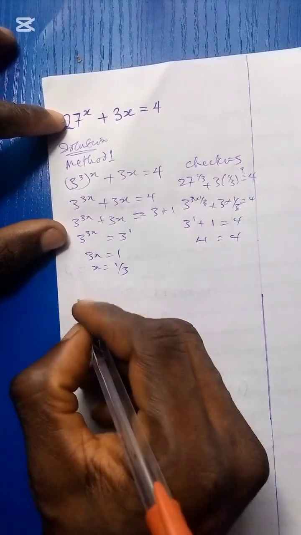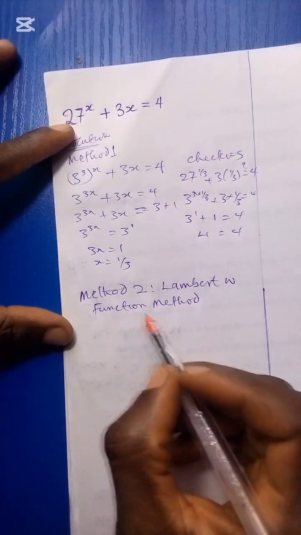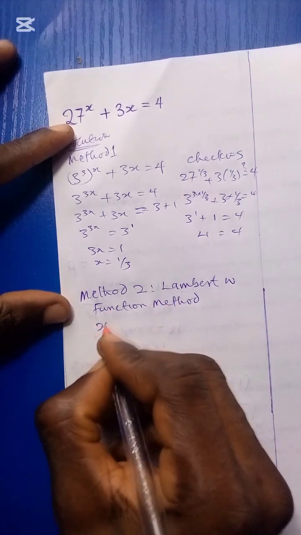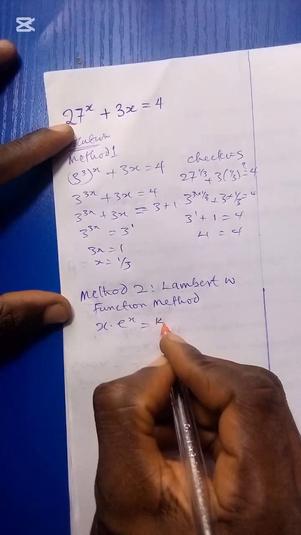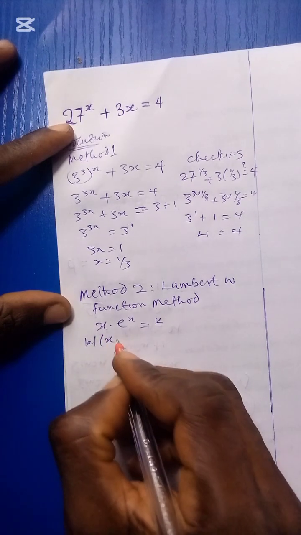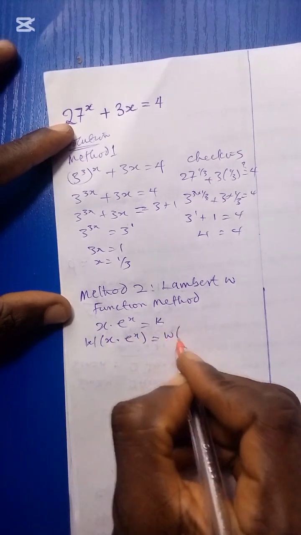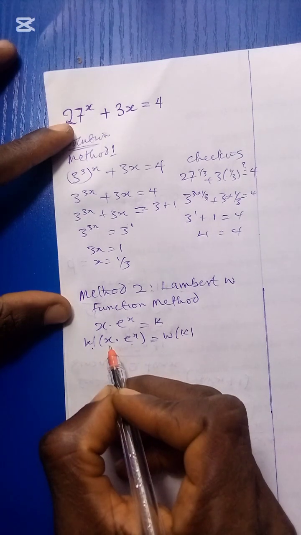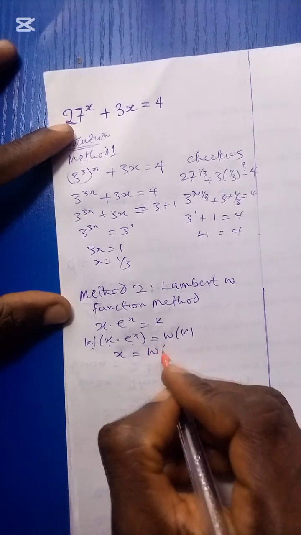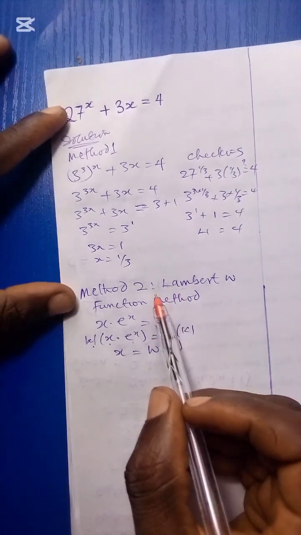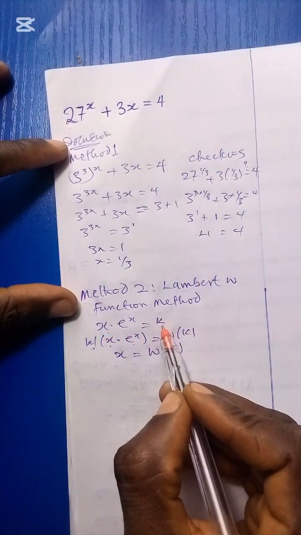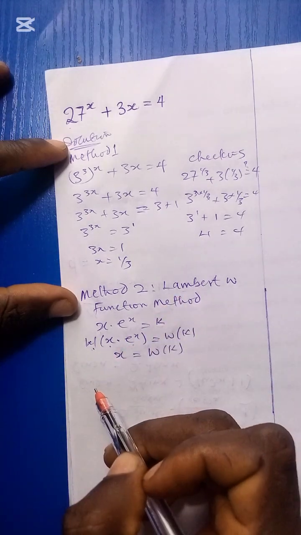Now for the second method, we are going to use the Lambert W function method. What do we know about this method? If I have x times e to the power x equals a constant, I can take the W of both sides. W of x times e to the power x equals W of the constant. But this, that is W of x times e to the power x, is equal to x. So we now have it as W of the constant. So all we need to do is to rewrite or manipulate this expression to be in this form, so that we can take W of both sides, then find the value of x.